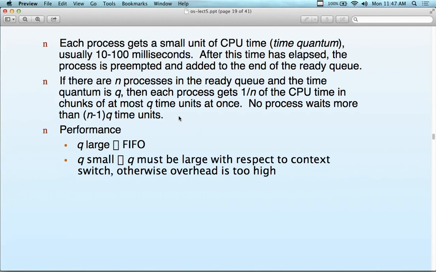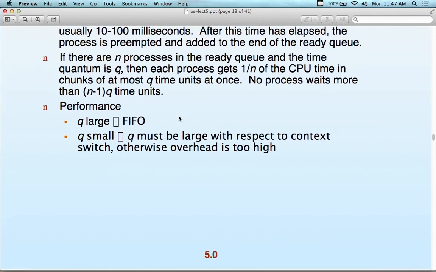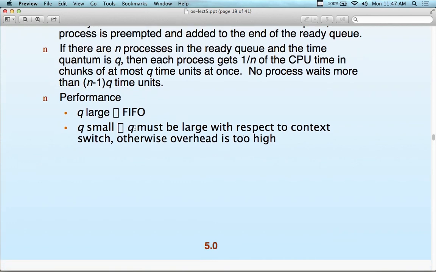So for performance, if the quantum is large, it would behave like first in, first out. If the quantum is small, then the quantum time must be large with respect to the context switching, otherwise the overhead is too high. You have to make it big enough.